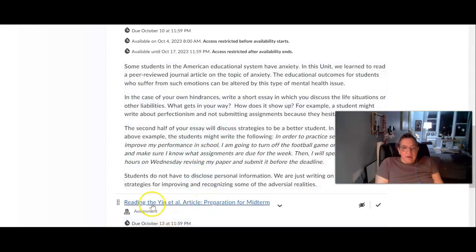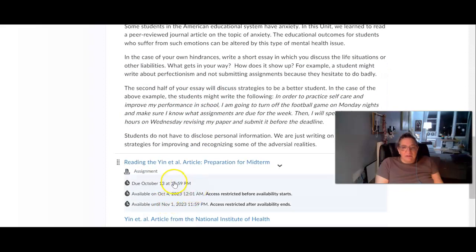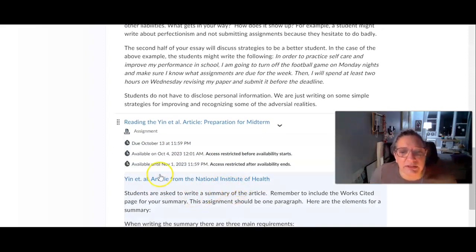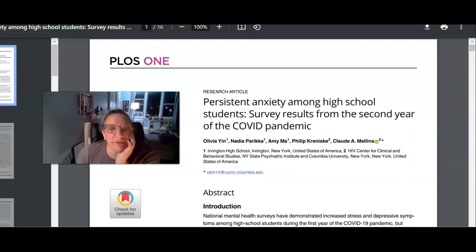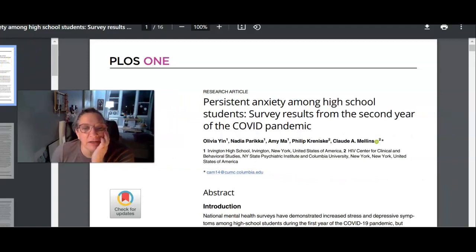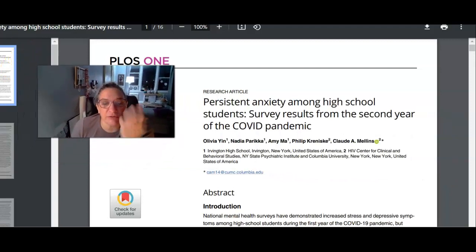So I'm going to go ahead and open this. This is preparation for the midterm. You'll see the link for the article here. So I just want to really point to certain things that you maybe don't know about these. These articles are called peer review because every researcher has to run it through their peers. And that means that there are people that read this. There's a whole process that you go through.